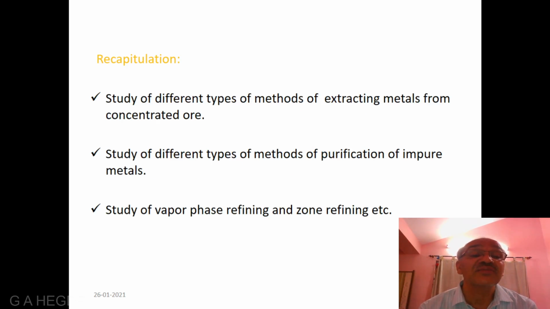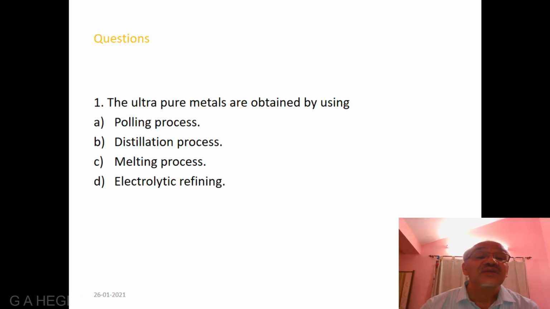After studying this, you just recall what we discussed so far. We have discussed about the different types of the extracting metals and the different methods of purification of metals, and also the application of Ellingham's diagram in selecting reducing agent. With this, we shall try to answer some simple questions.